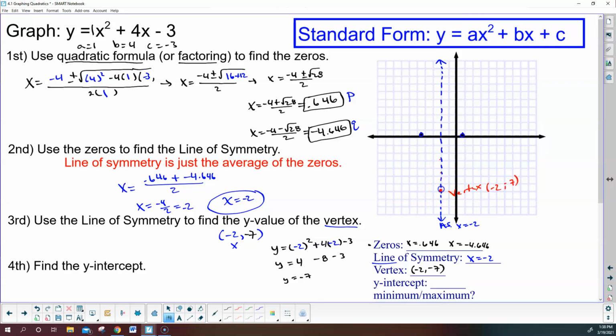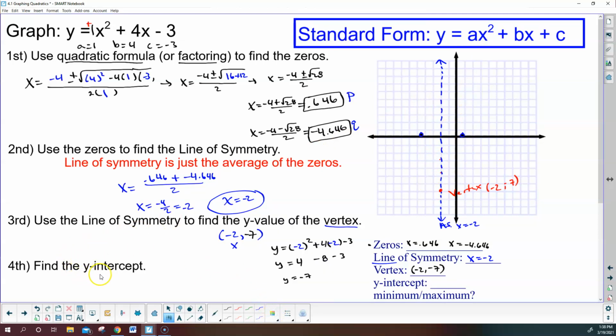And this should make sense. I didn't point this out right away, but notice how the A values are positive. That means the graph is going to open upward. So I know that having a vertex below the 2 zeros is putting me in the right spot. So technically, I do have enough to graph a nice parabola, but let's look at the y-intercept.